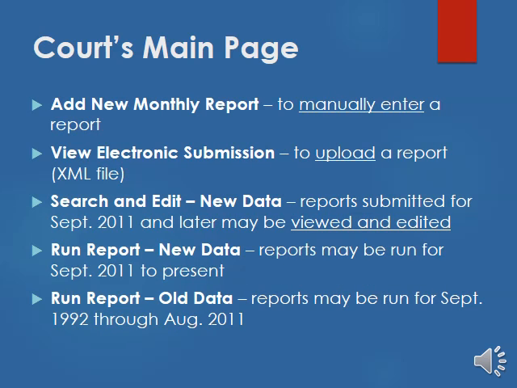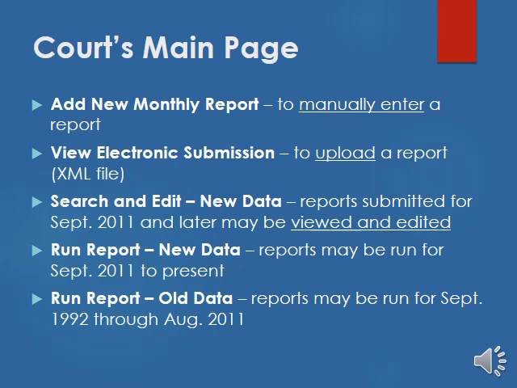The various functions available on the court's main page are: Add New Monthly Report. Click on this to manually enter the report. View Electronic Submission. Click here to upload a report, that's your XML file. Search and Edit New Data. Click here to view and also edit the reports that have been submitted by your court from September 2011 and later. Run Report New Data. Click here to run various reports that have been submitted by a municipal or JP court from September 2011 and later, or for a county or district court from September 2010 and later.